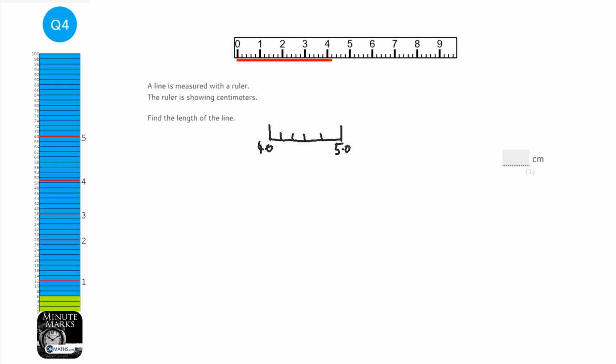Well, if we try 0.1, so we can try 4.1, 4.2, 4.3, 4.4, 4.5, so it's not going to work. So it's going to be 4.2, 4.4, 4.6, 4.8 and 5. So therefore they're going up in 0.2s, not 0.1s. So the answer is going to be 4.2, not 4.1.